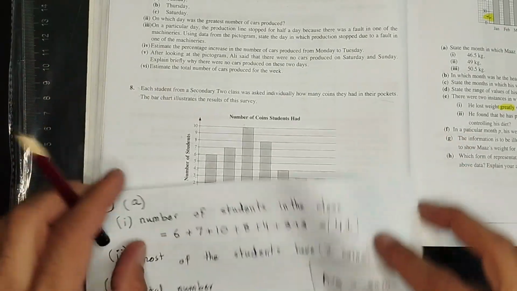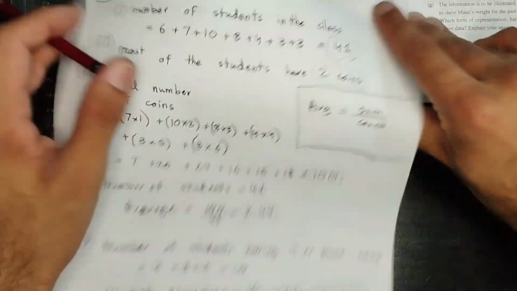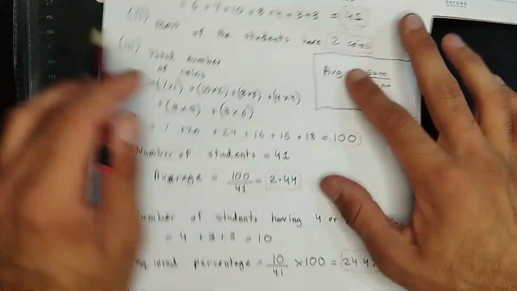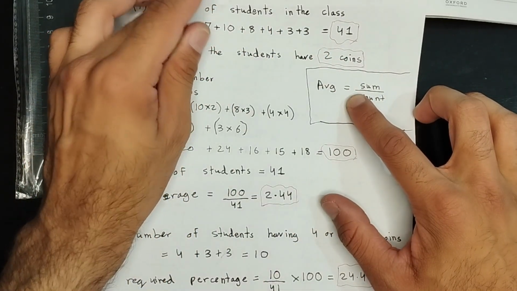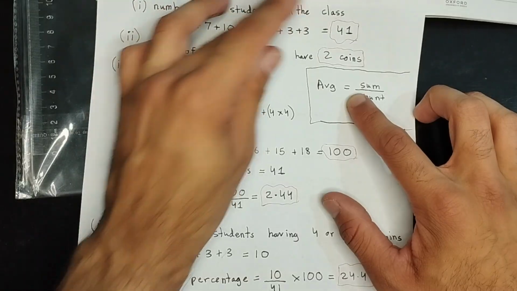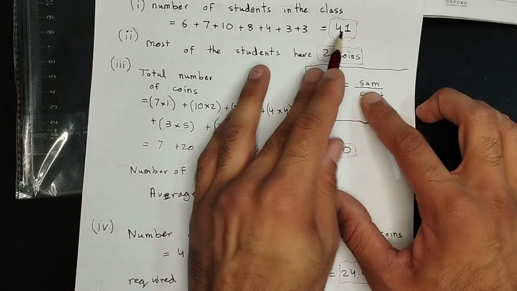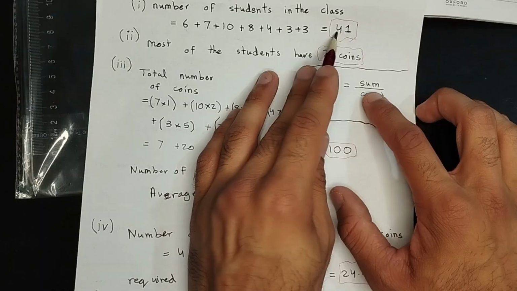Okay, as you can see in the graph, the number of students in the class is going to be 6 from this bar, 7 from this bar, 10 from here, 8, then 4 plus 3 plus 3. So you're going to add all of them together, and you're going to get the total number of students in the class. This is the total number of students in the class.